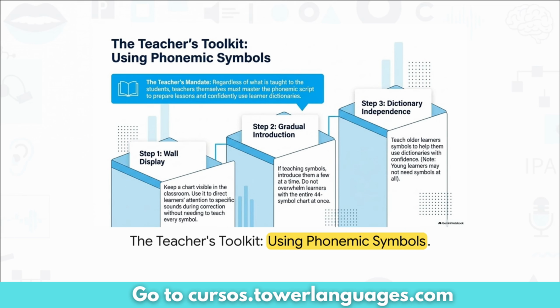Step 3 is dictionary independence. For older learners, mastering these symbols is like giving them a superpower. It allows them to use dictionaries with total confidence to figure out pronunciations all on their own. Just keep in mind that very young learners, like 5-year-olds, probably don't need to learn these symbols at all. But regardless of what you decide to teach your students, the mandate for you is crystal clear. You, the teacher, must master the phonemic script so you can prep lessons and use dictionaries with absolute confidence.